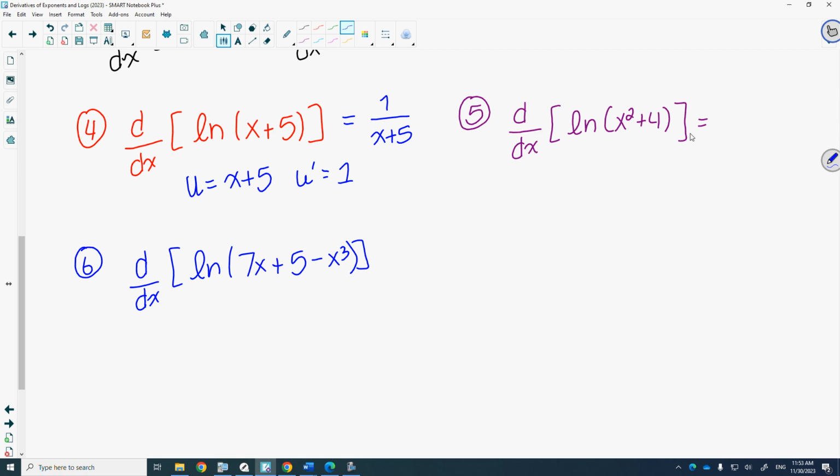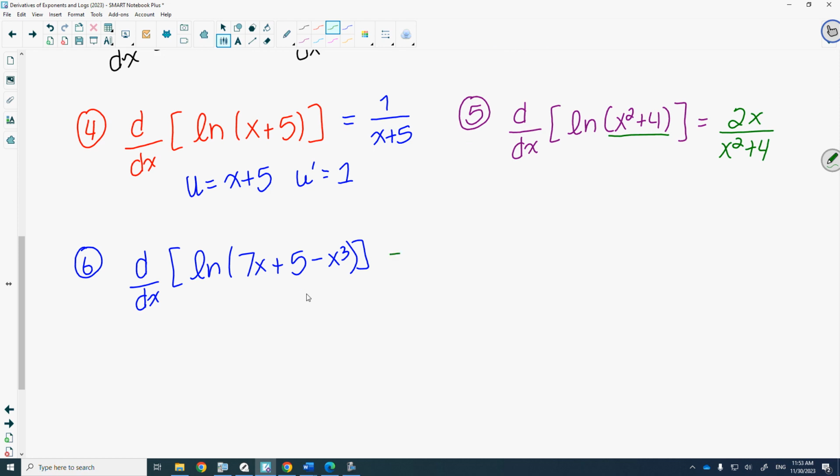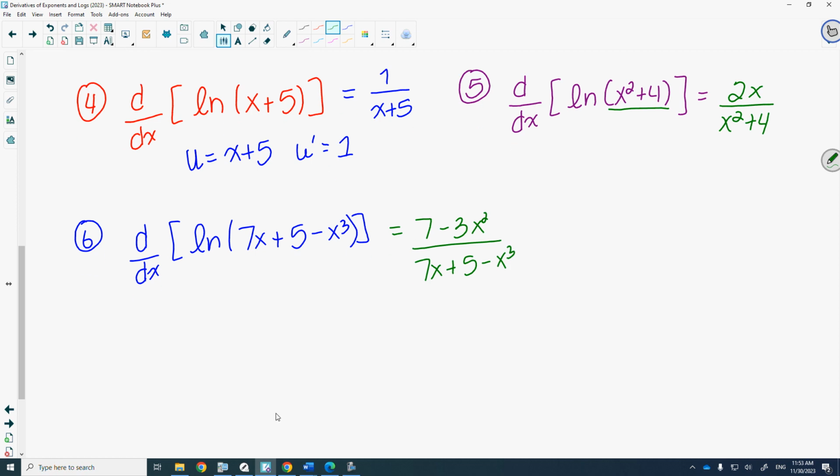Okay, so for number 5, if you want to take the derivative of the natural log of x squared plus 4, it's going to be u prime over u. So u prime will be 2x over u, x squared plus 4. And that would be your derivative. For this one over here, u prime is going to be 7 minus 3x squared all over u, which would be 7x plus 5 minus x cubed.